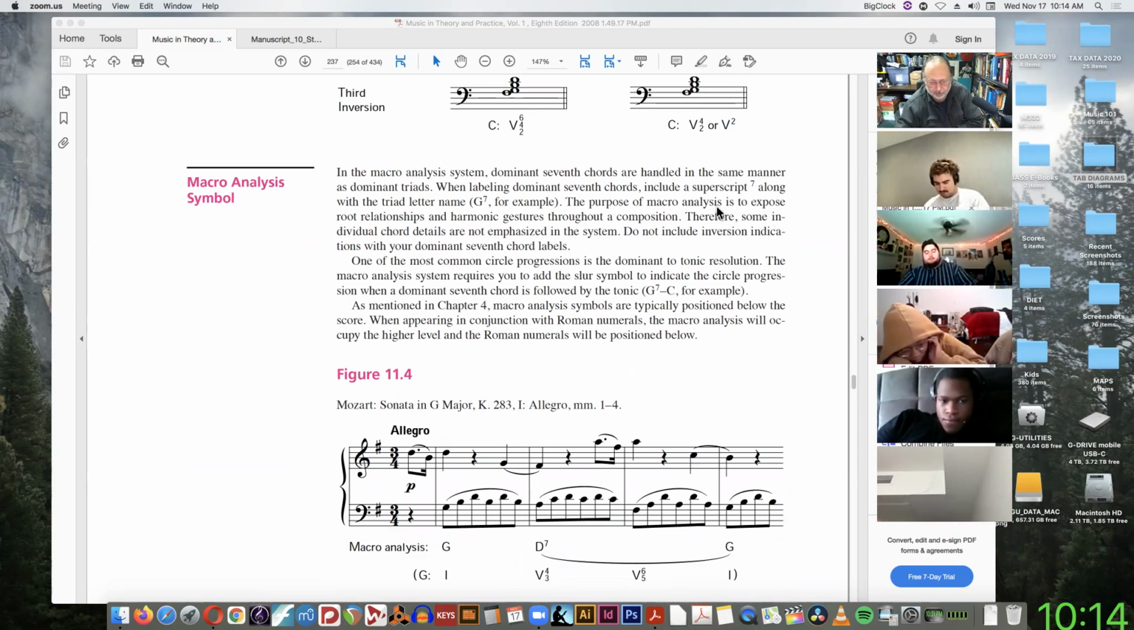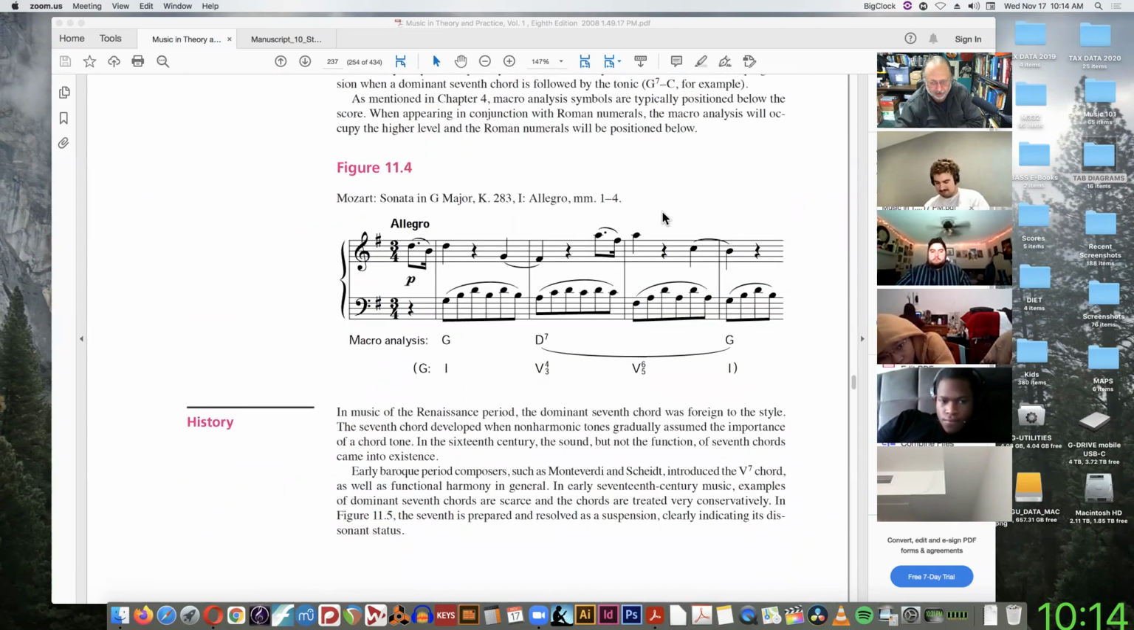So macro analysis, superscript 7. Here's an analysis. G is the 1 chord, D7 4-3. That's a 5th in the bass. And 6-5 is a 3rd in the bass, right? All right, so what they're looking at here are the notes. What do we got here? We got A, C, D, A, no, that's a C.